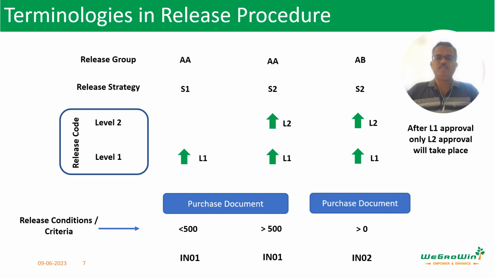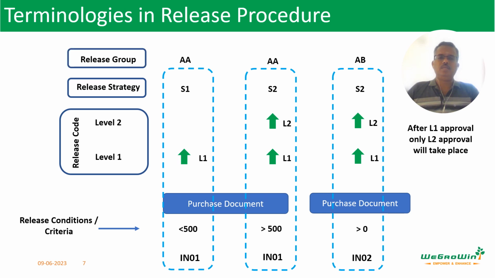And then there is a term called release prerequisite. For example, the approval levels: only after L1 is approved, L2 can be approved. So for L2 to approve, L1 should have approved it. This is called the prerequisite. That also we need to fix.